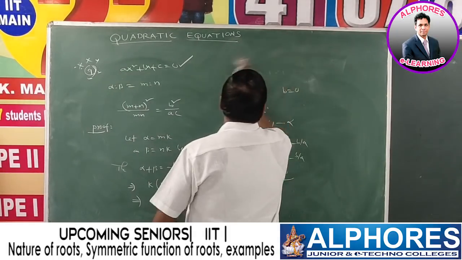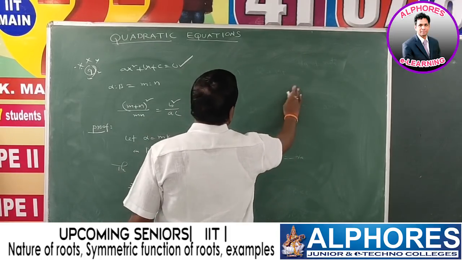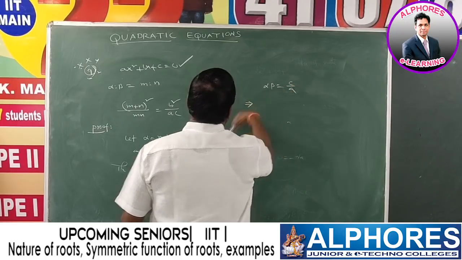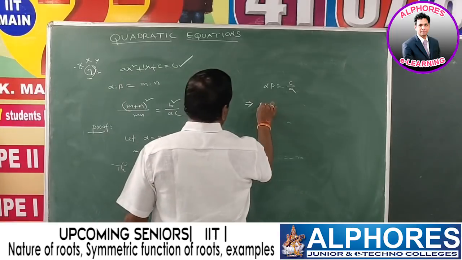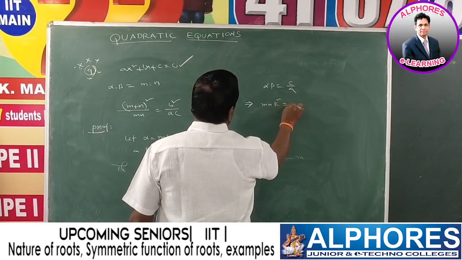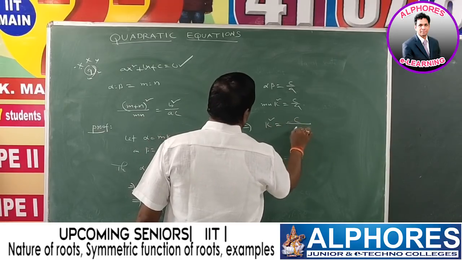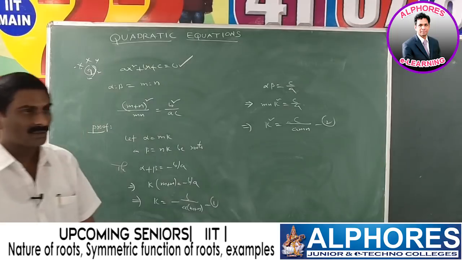Next, the product of the roots is c by a. That means alpha beta is equal to c by a. That implies, alpha is mk and beta is nk, that implies mn into k square is equal to c by a. That implies k square is equal to c by a into mn. It is the second equation.